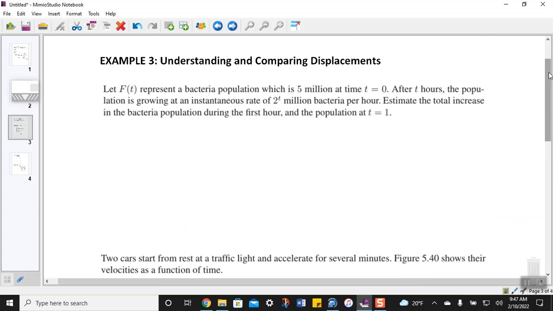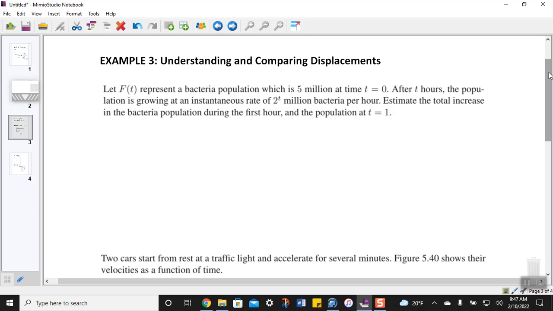Example 3, understanding and comparing displacements. We kind of talked about this on the last problem of the quick quiz yesterday. Remember, we had a particle that starts on the x-axis at 3 and is moving left and right. We found the total displacement to be -6, so it went 6 units left of where we started. This is kind of the same concept.